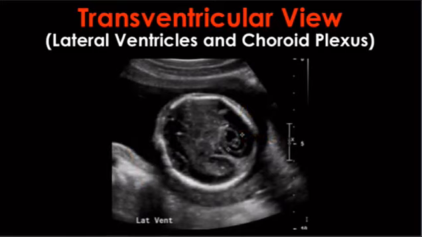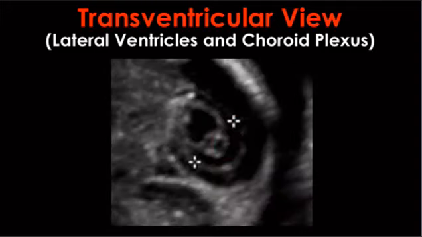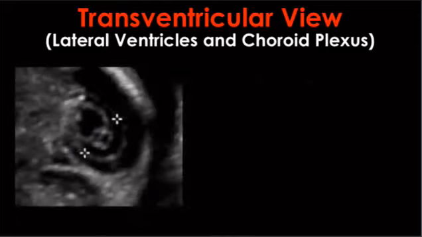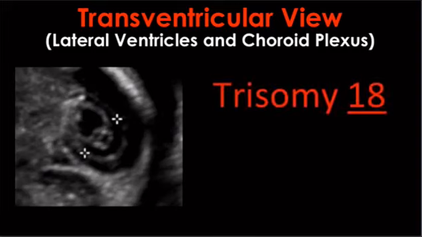All right, so another thing that you can see on the transventricular view, which remember is basically a view of the ventricles, are these things right here, these choroid plexus cysts. People will call these things soft markers for trisomy, and here's by far the most likely question, in my opinion, is that it's trisomy 18.